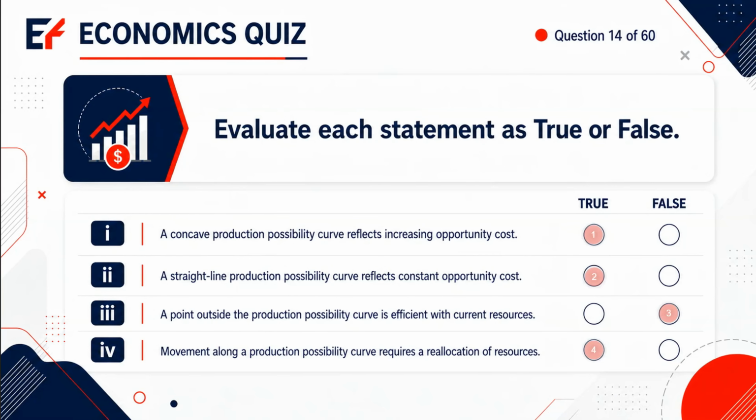It is unattainable unless resources, technology, or productivity improve. Movement along the curve means the economy changes its production mix by reallocating resources from one good to another. Remember, the production possibility curve is all about trade-offs, efficiency, and what the economy can realistically produce.